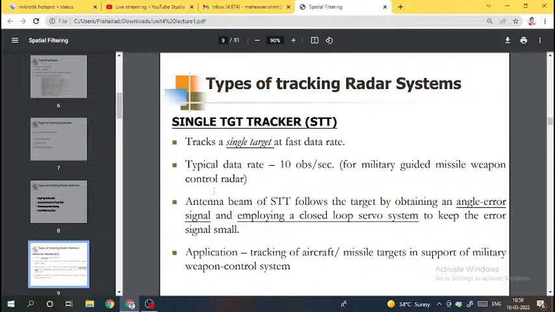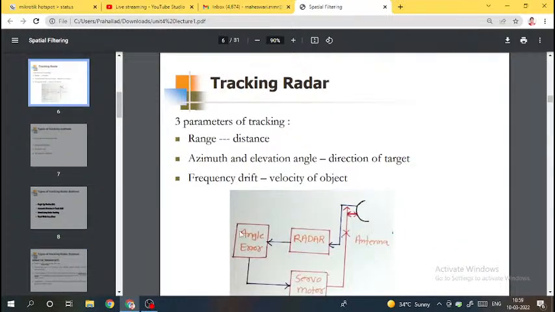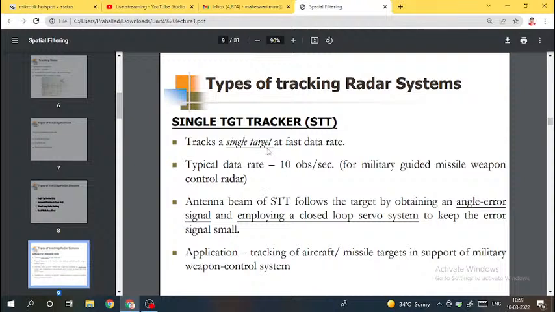It will use the same process as I have shown here. It finds the angle error, and for finding this angle error you have to use either sequential lobing, conical scan, or monopulse tracking. Then it is given to the servo motor, and the antenna is steered mechanically. So this is about a single target tracker, STT. It has a closed loop servo system, and it always keeps on correcting the angle error.